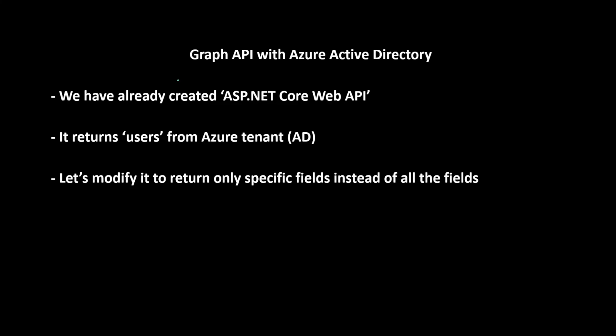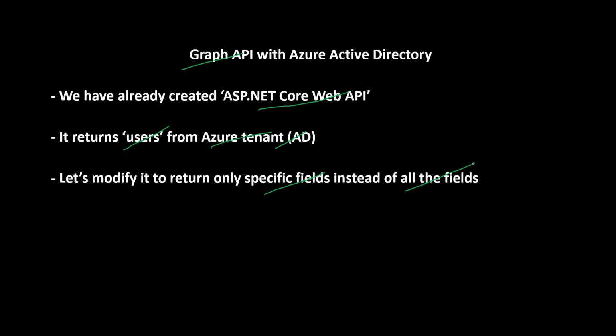Hey guys, now in this video let's continue our discussion about Graph API. So we have already created an ASP.NET Core Web API project in Visual Studio and it returns the list of users from our tenant, that is from our Azure Active Directory. But guys, the problem is it returns a lot of unnecessary fields. So now in this video let's modify our code to return only specific fields instead of all those fields.